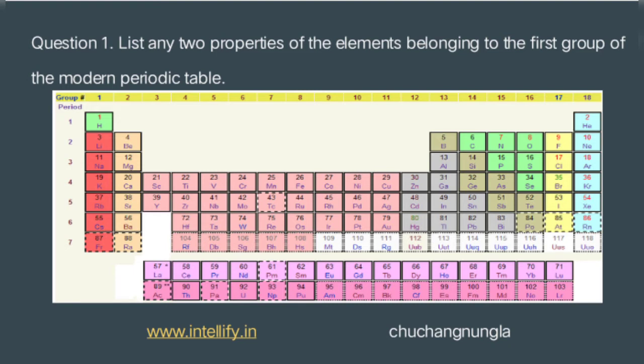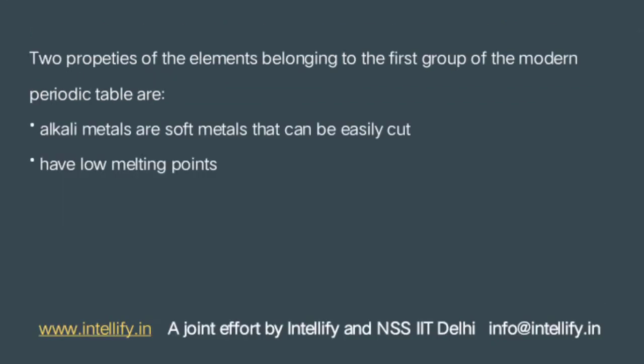Here, hydrogen is often placed in the same column, but it is not an alkali metal. In fact, hydrogen is unique and is alone in its own family. Now, the two properties of the elements belonging to the first group of the modern periodic table are: alkali metals are soft metals. They also have a low melting point.